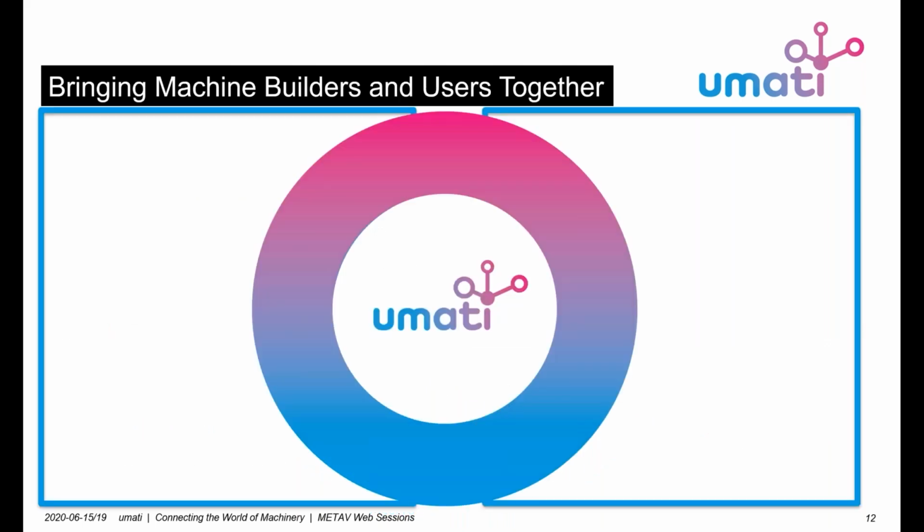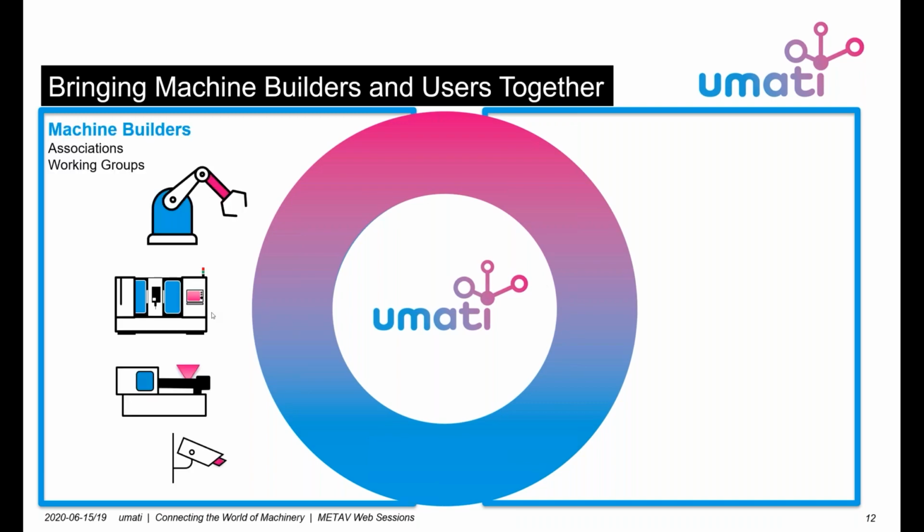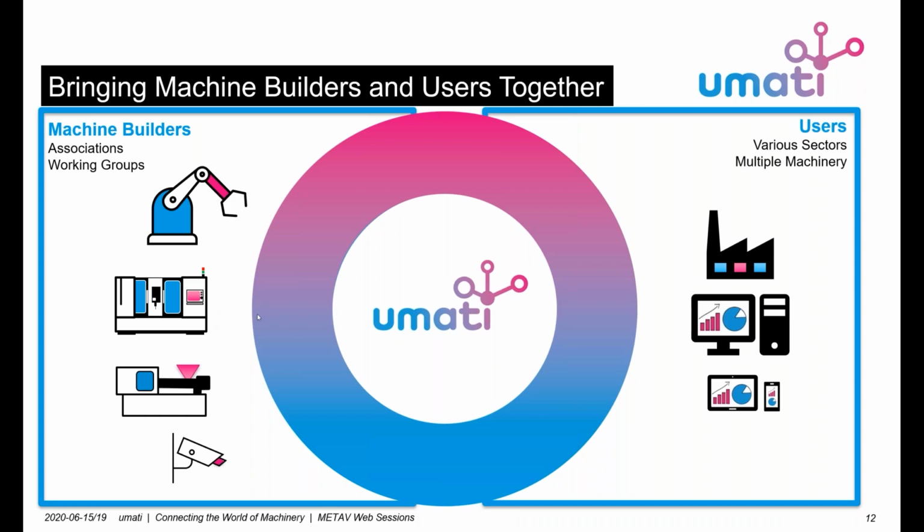So what are we going to do? We are going to bring machine builders and users together. So on the one side, you have all the nice machine builders represented through associations or working groups that work on standards. And on the other side, you have the users, which usually have different technologies, different machinery within their shop. And Umati as an initiative tries to resolve the following issues. As I explained, we are working on the promise of realizing plug and play, so you can take either machine from the left-hand side, either ecosystem on the right-hand side, and you will make it as easy as possible for data to flow into the ecosystem of the user.